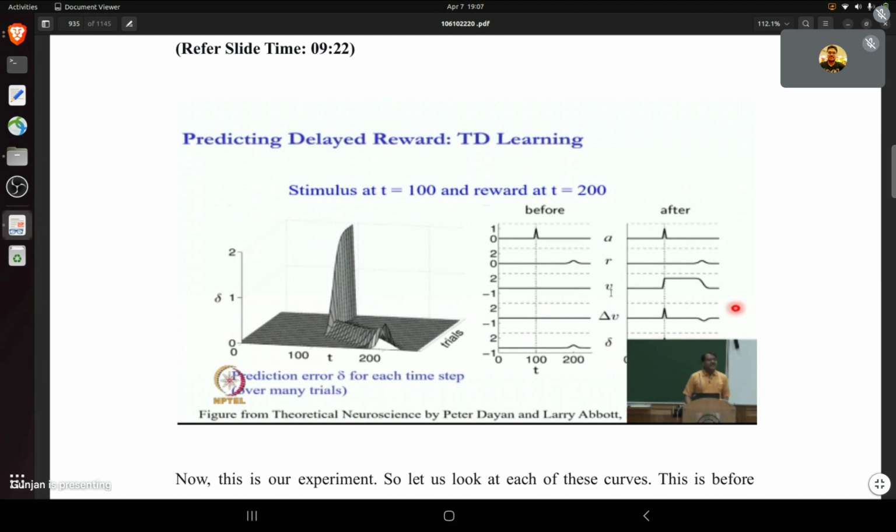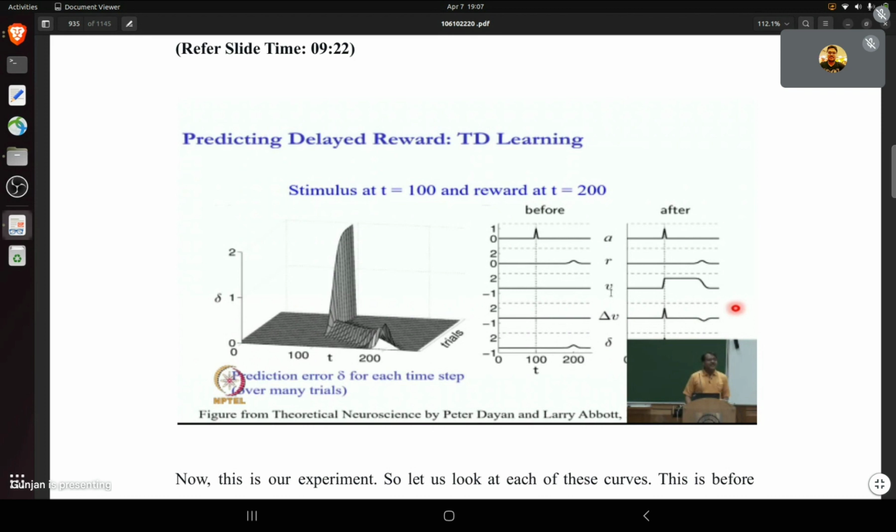Because first the bell rung and then the food came. So R is the reward and A is the action. So V is the dopamine release, the dopamine level that you have. Did the professor ever say that V is the dopamine level?